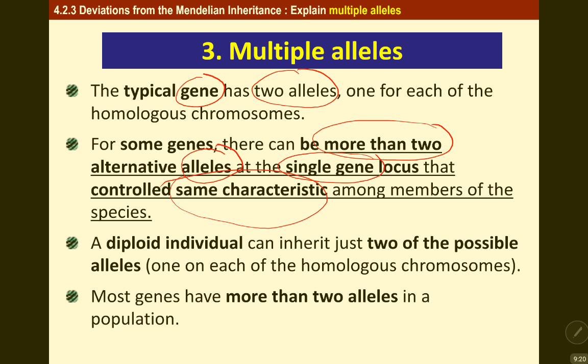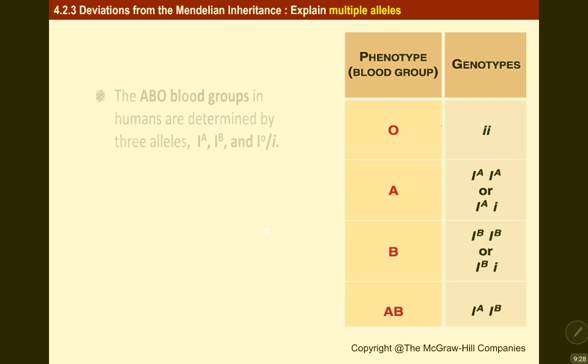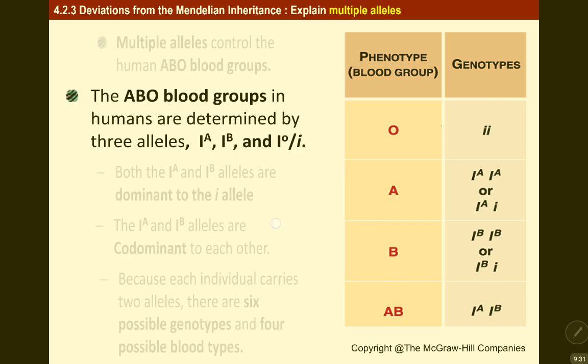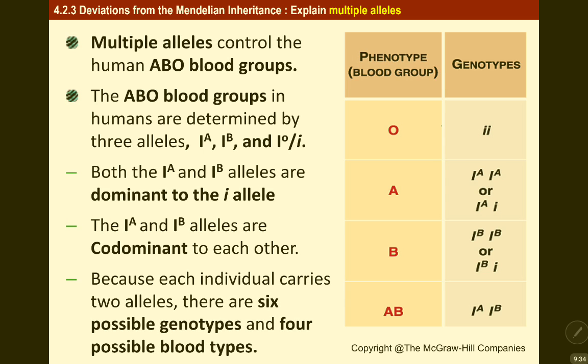A diploid individual inherits just two of the possible alleles. Most genes have more than two alleles in a population. One very good example here is the human ABO blood group. The alleles which control the blood group of the human system is the ABO blood group. So this system has more than two alleles. We have allele IA, allele IB, already two. But we also have allele IO. So there are three alleles which control the same characteristic.